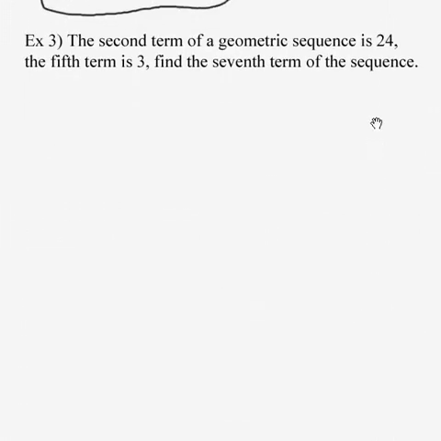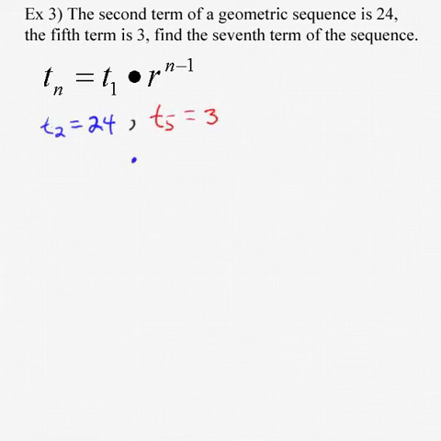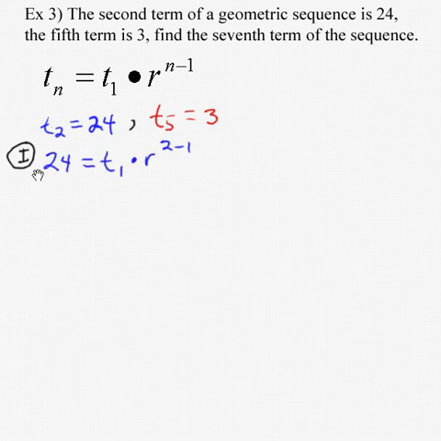So let's move on to another example. The second term of a geometric sequence is 24. The fifth term is 3. Find the 7th term. Sounds like a problem we did that required 2 equations when we did something like this in arithmetic sequences. Second term is 24. Fifth term is 3. So from that, we'll get 2 equations. 24 is the first term times the common ratio to the 2 minus 1 power, because 24 is the second term. That's one equation.